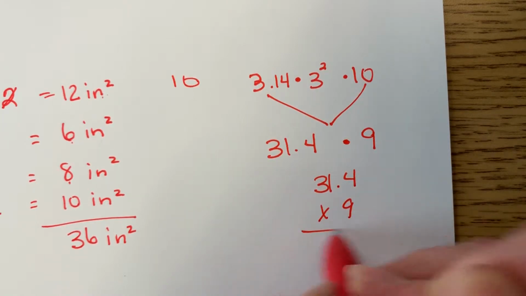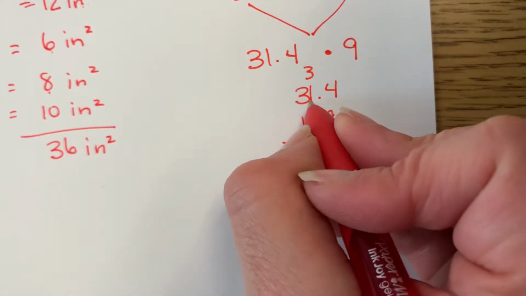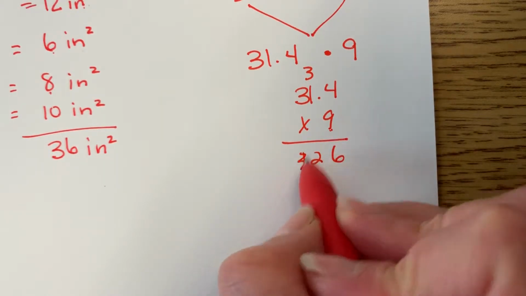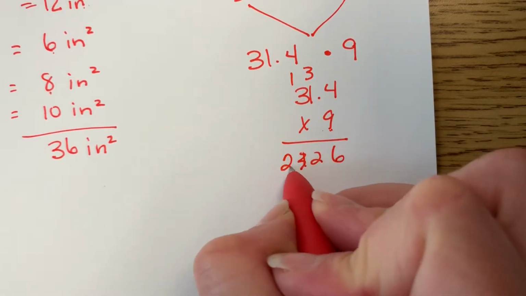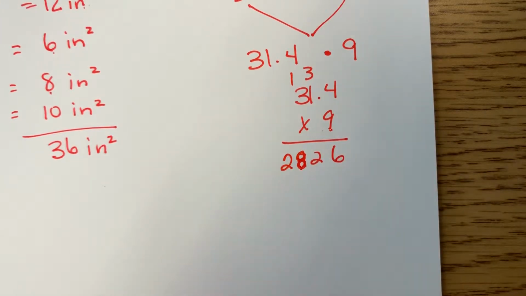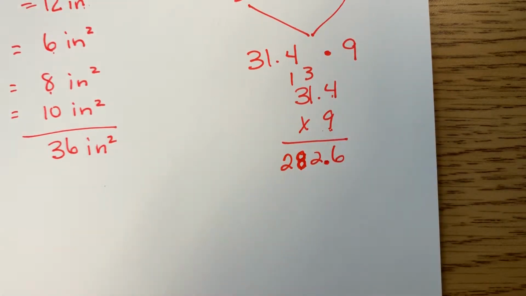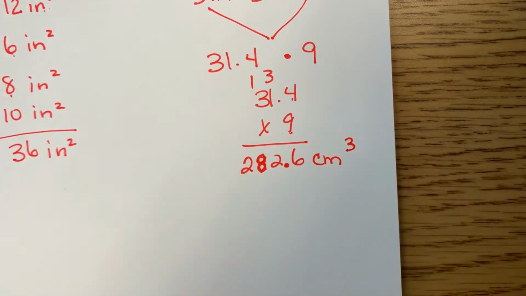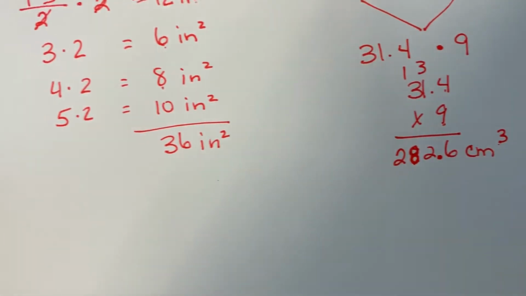So 31.4 times 9. 9 times 4 is 36. Carry the 3. 9 times 1 is 9, plus 3 is 12. Oops, I have one more here. Carry the 1. 9 times 3 is 27, plus 1 is 28. I'm sorry, that was a crazy little thing that I just did. And then I have 1 digit to the right of the decimal, so 282.6 centimeters cubed. When we do volume, always make sure you cube whatever unit of measure you're doing. All right, so number 10 is 282.6 centimeters cubed.